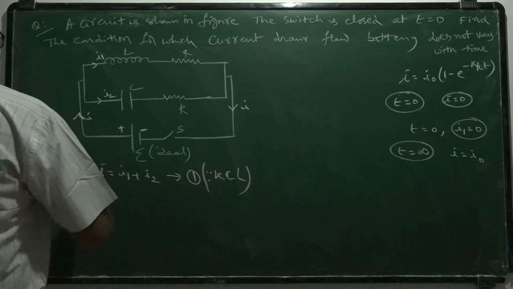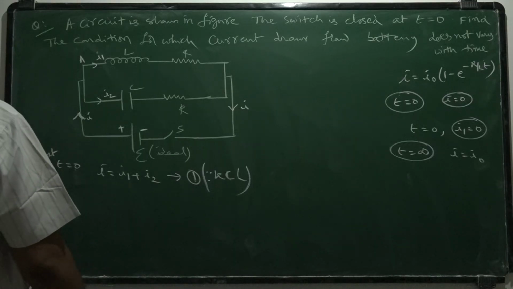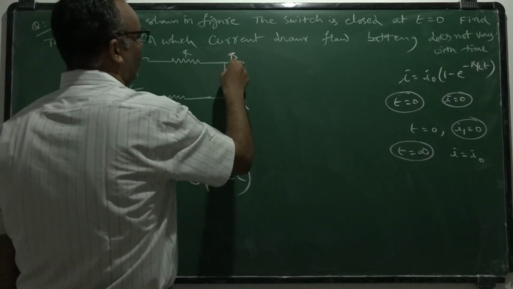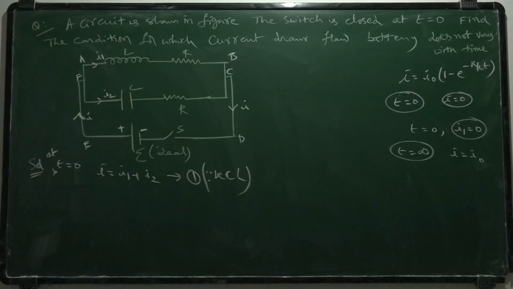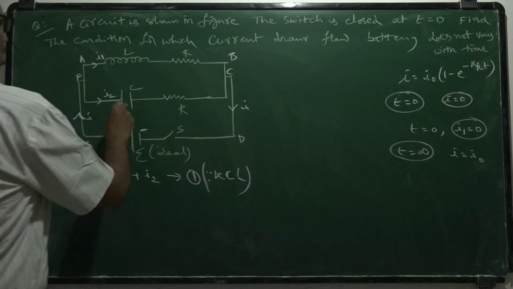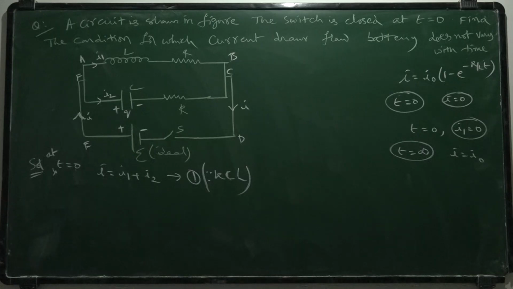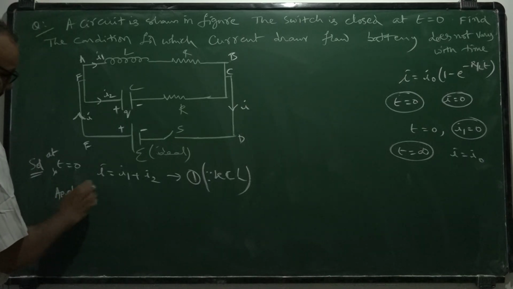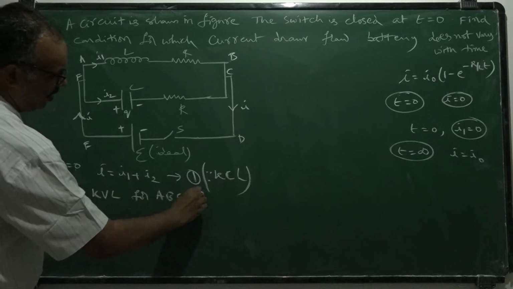A, B, C, D, E, F like this. And Q is the charge available on the capacitor, positive and negative. Now if I apply KVL for A, B, C, D, E, F, apply KVL for A, B, C, D, E, F.